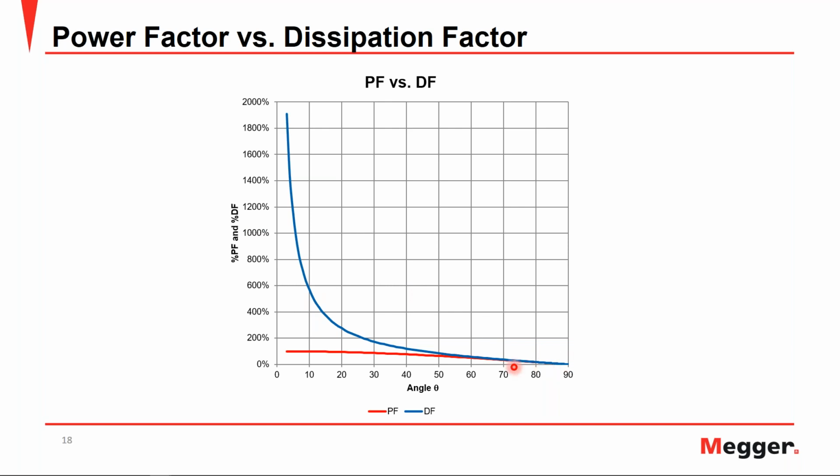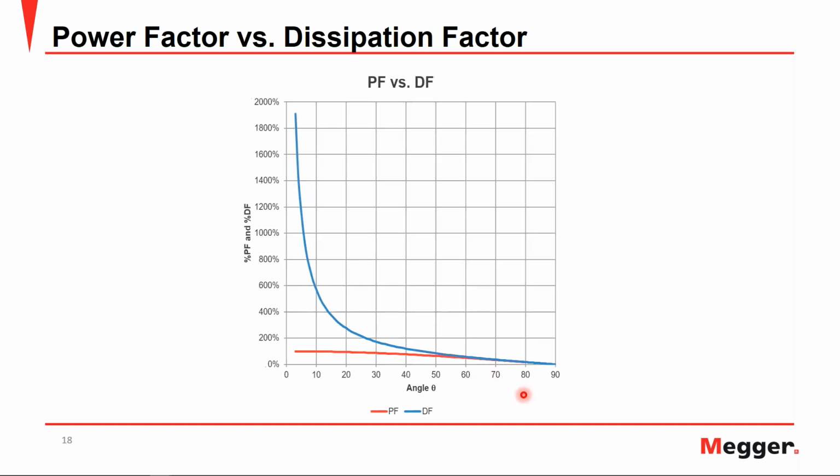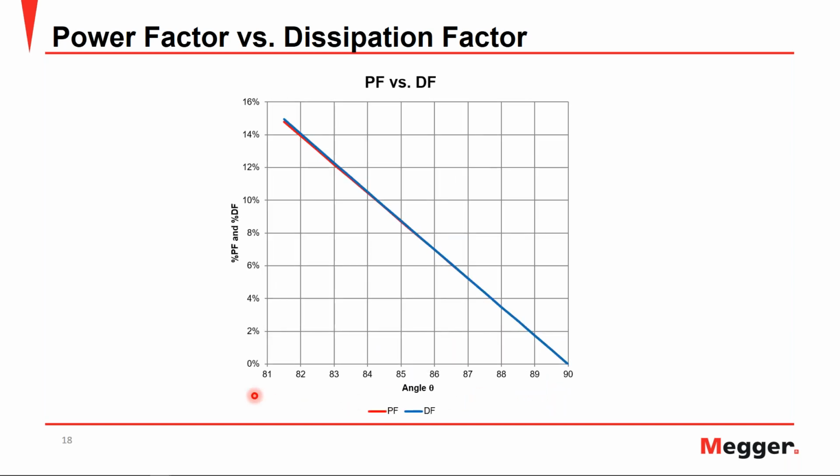It looks like they line up pretty well until maybe the 60-degree angle mark. At this point, if we take a closer look at the higher angle, between 80 and 90 degrees, we can see we have now zoomed in between 81 and 90 degrees. Looking at the lines, you have power factor in red and dissipation factor in blue, and they really don't start to show any deviation until above 10%. So essentially, power factor and dissipation factor are going to be about the same until you start to get above 10%.